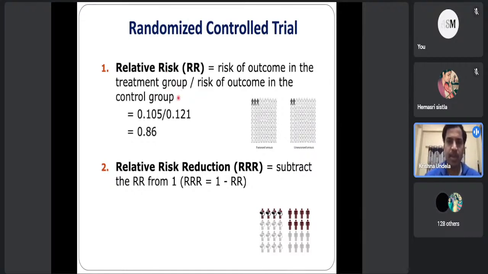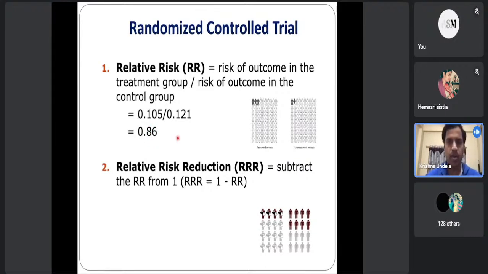Why am I saying less? Because the value we got here is less than 1. Then we can say it is less. And also the confidence interval we have here is less than 1. Both the lower limit and upper limit I mentioned are also less than 1. So we can say that the value we got here is statistically significant. Is that clear to everyone?